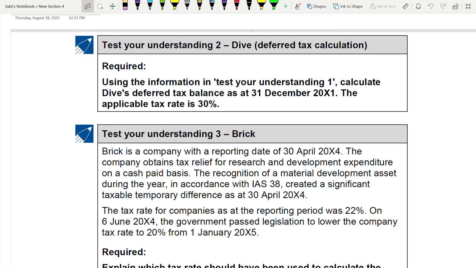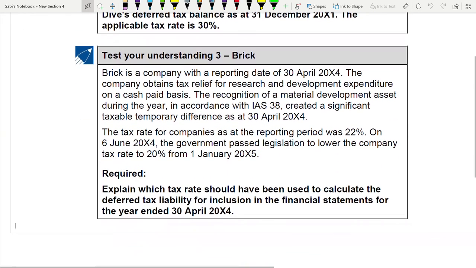Here you have to explain which rate. This is an exam standard question; you can expect this type of question. Explain which tax rate should have been used to calculate the deferred tax liability for inclusion in the financial statements for the year ended 30th April 2004.